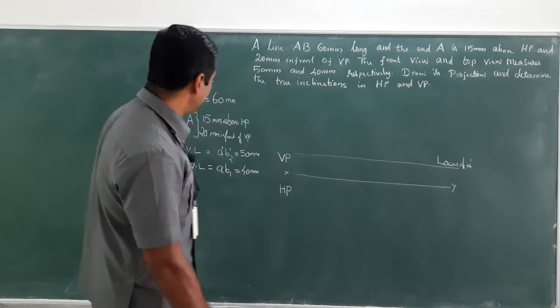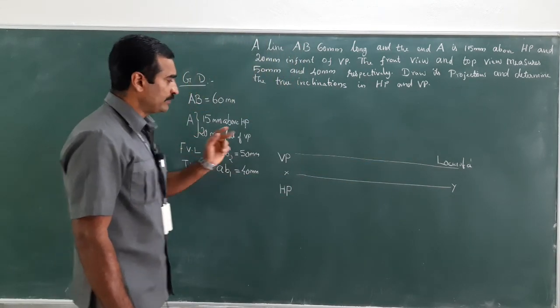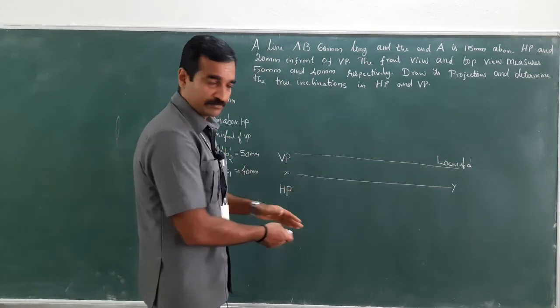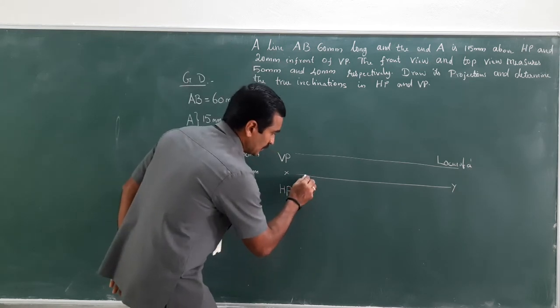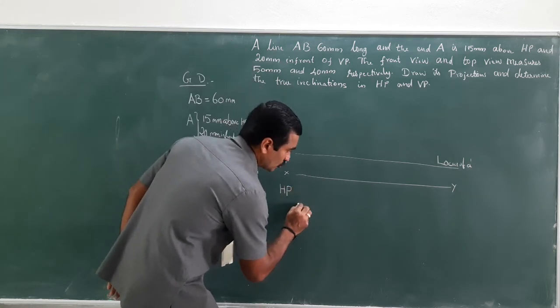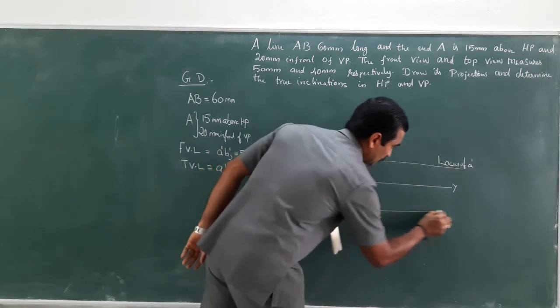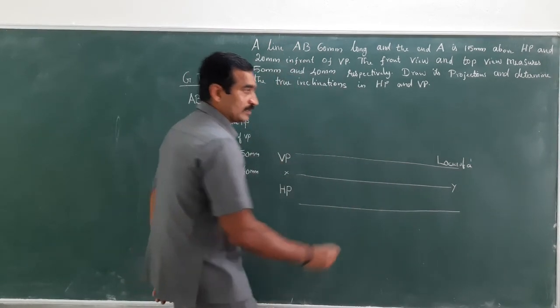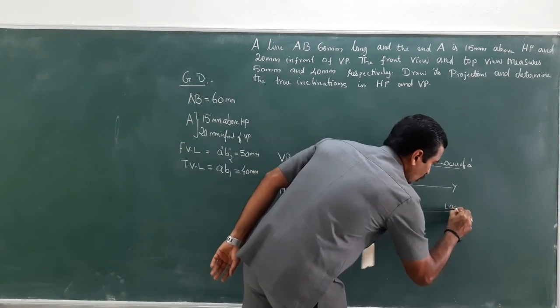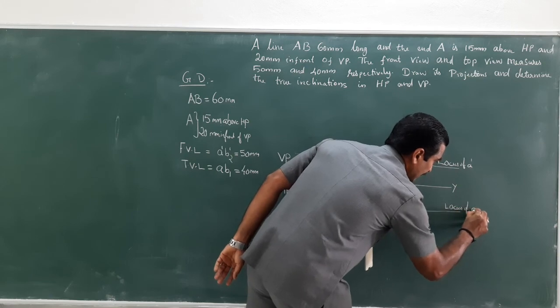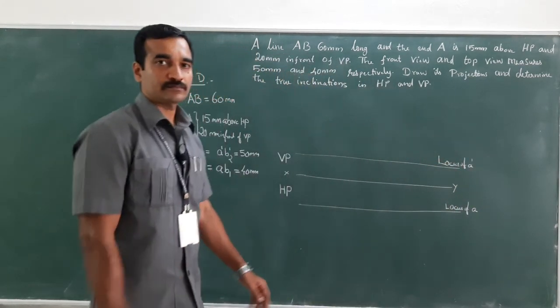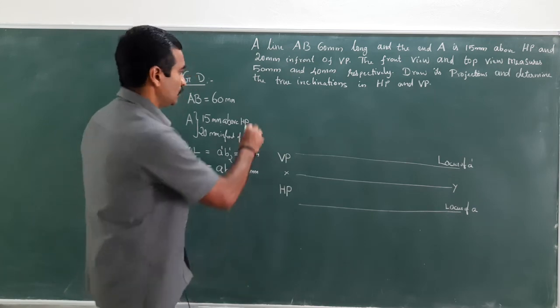So it's the locus of A dash, and 20 mm in front of VP. In front means it will come in the HP. So from the reference line, take 20 mm and draw a parallel line to XY. This is the locus of A. Right, so I have utilized both the data.